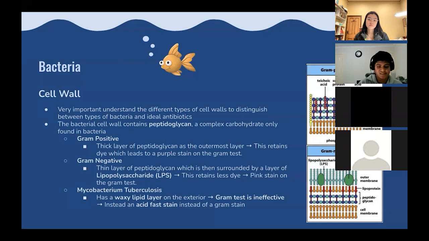Now, some bacteria you can't really do the gram stain on because the waxy lipid layer on the exterior stops the gram dye from actually penetrating into the bacteria. Specifically, that's Mycobacterium tuberculosis. Again, that could be an exam question. I think I've seen that a few times. So what's the test you would use for this? Remember that it's an acid fast stain because it's got the waxy lipid layer on the outside.